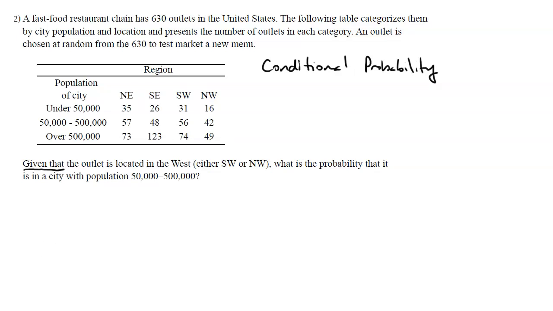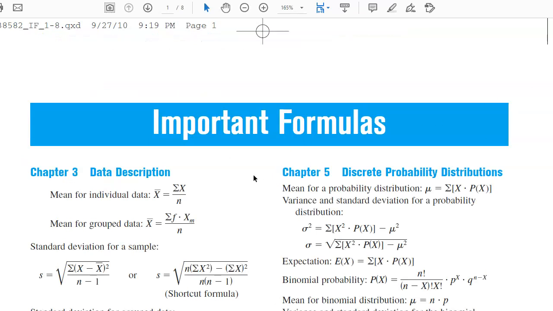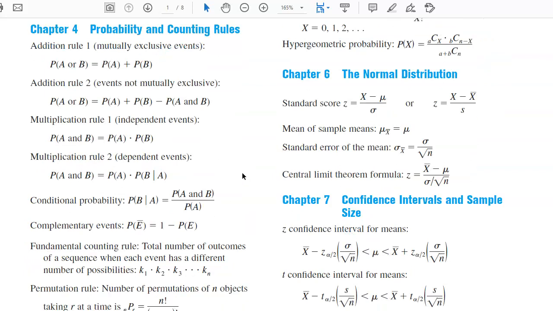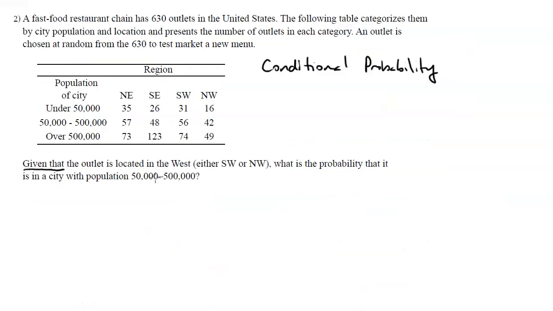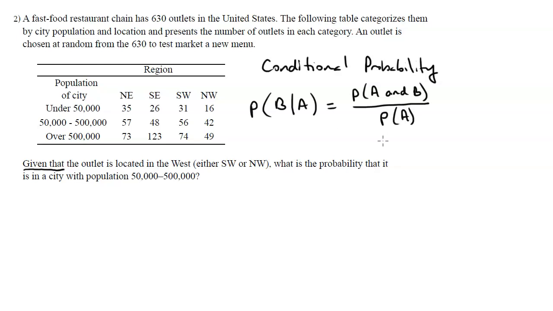Let's look it up. If we go to our formula sheet, the probability chapter is chapter 4. Here we go, and there we see conditional probability right here. We see the formula. Probability of B, the symbol means given. The probability of B given A, the probability that B occurs given that A has already occurred, equals the probability that they both happen, A and B, over the probability of A. So the formula for conditional probability is the probability that they both happen, divided by the probability of the event that's already occurred, probability of A.